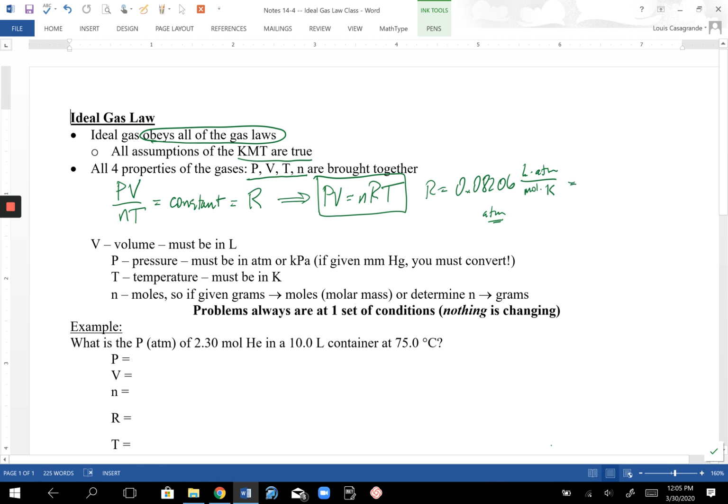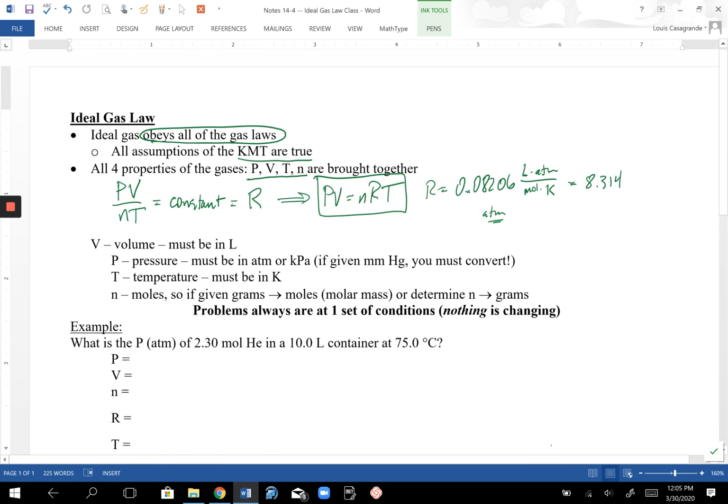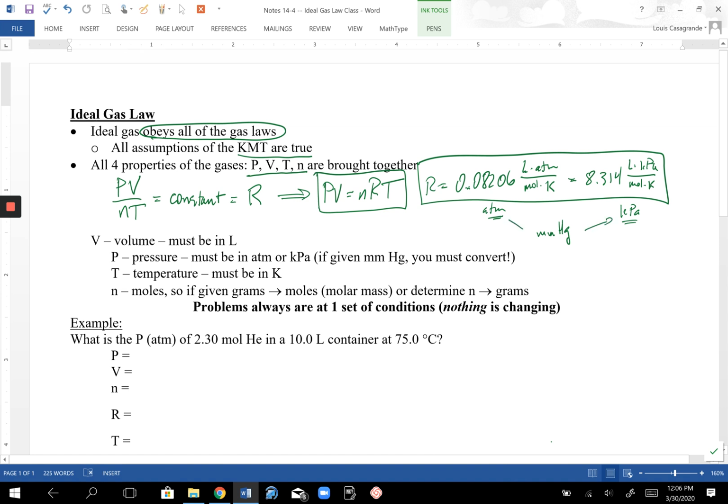We can also assign it a value of 8.314, and the units are liters times kilopascals over moles times Kelvin. These numbers are both on your reference chart. The one that you choose depends on whether you have units of atmospheres or kPa for pressure. If you have millimeters of mercury, there is another version in the book, but I don't recommend it because I'm not going to give it to you. So convert from millimeters of mercury to kPa or atmospheres, and that way you can get the right answer.